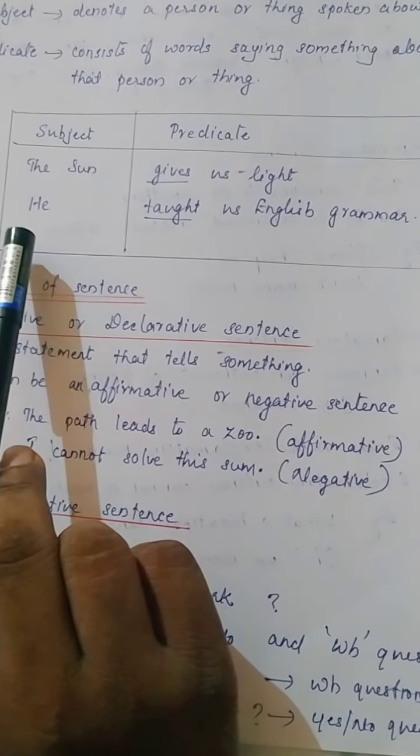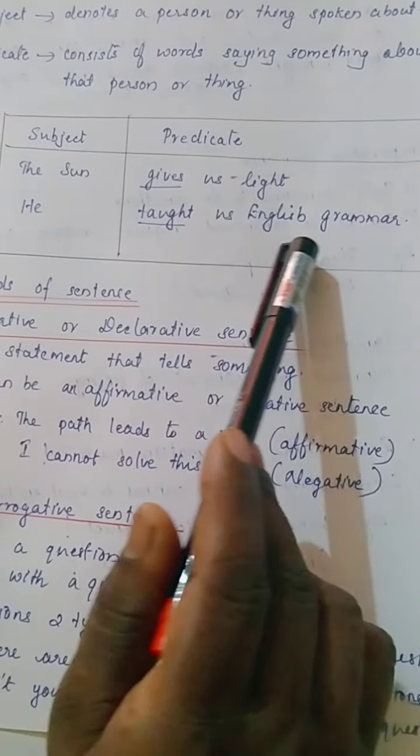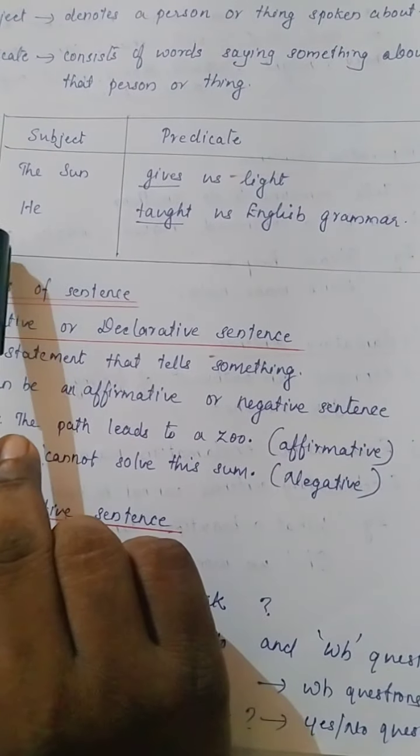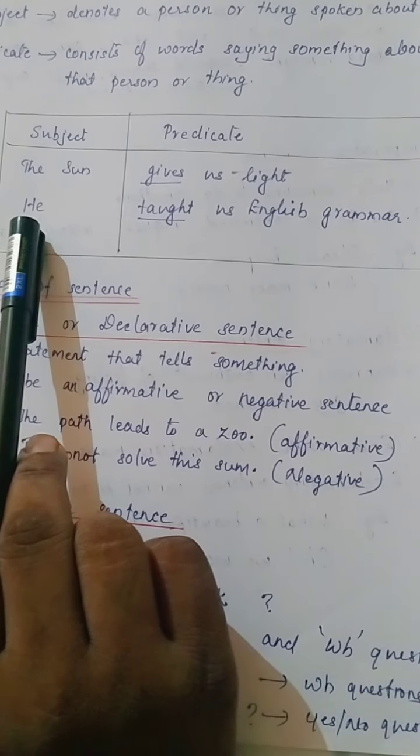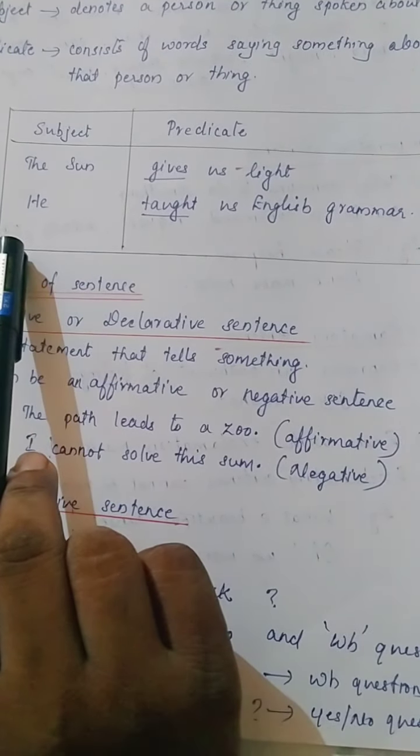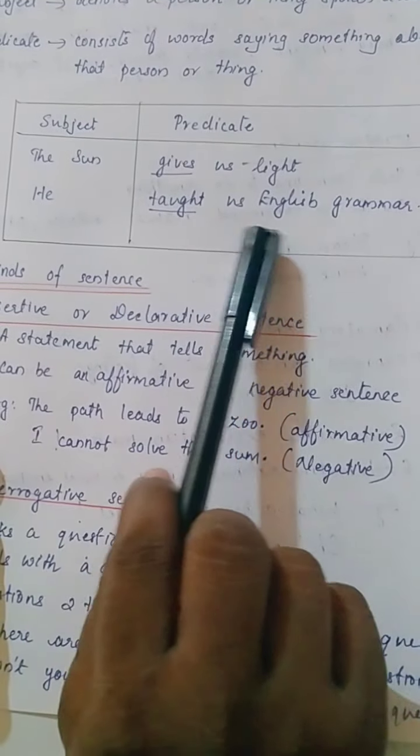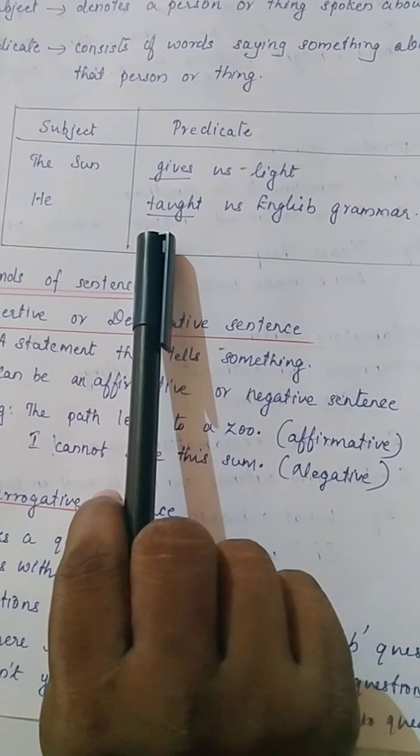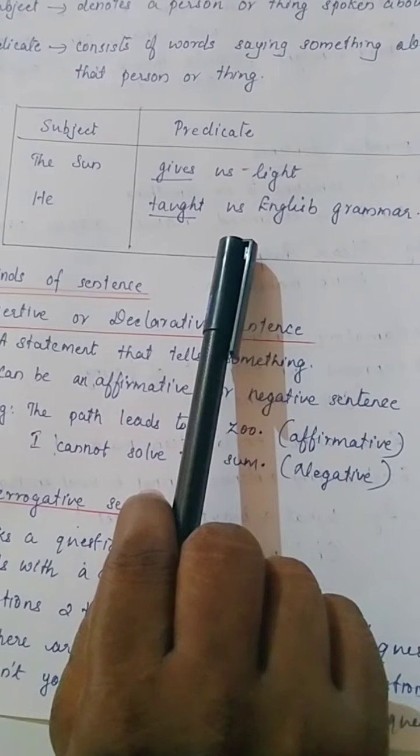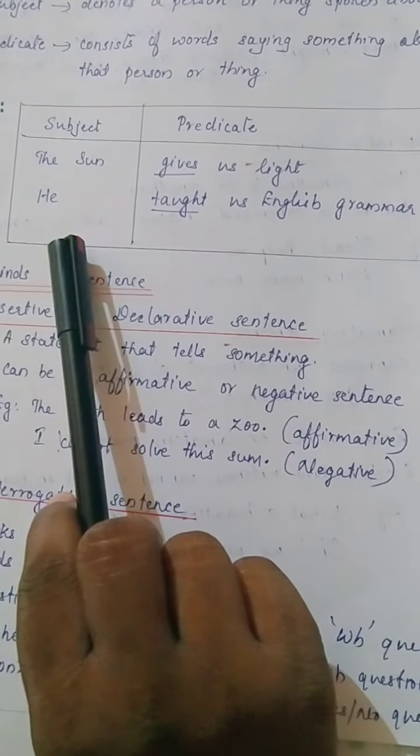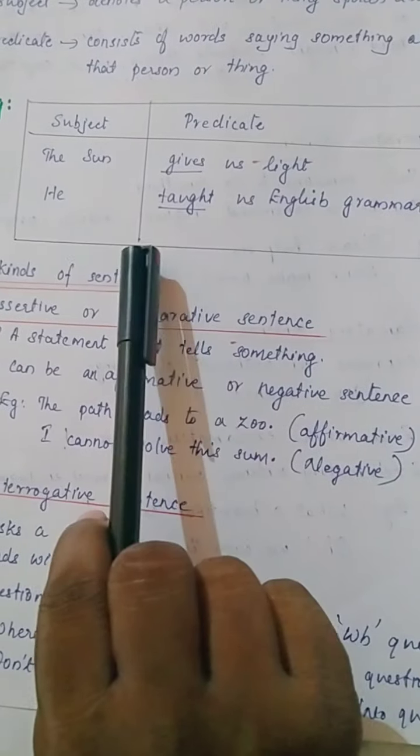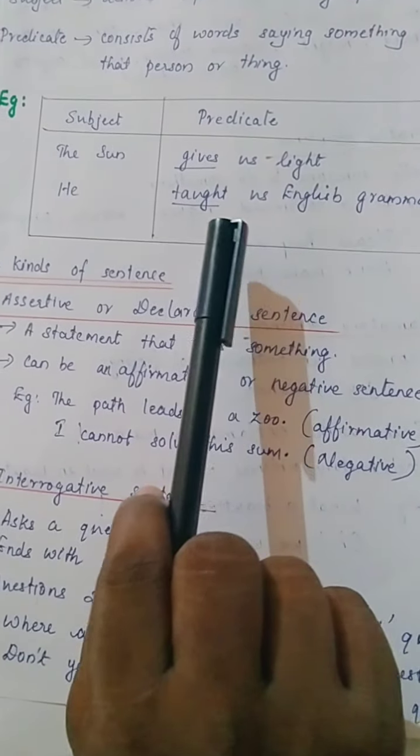Second example: he taught us English grammar. Who taught us English grammar? He. So he is the person, he is the subject. Taught us English grammar is the predicate of this sentence. Taught us English grammar, it is telling about he. He taught us English grammar. So it is a predicate.